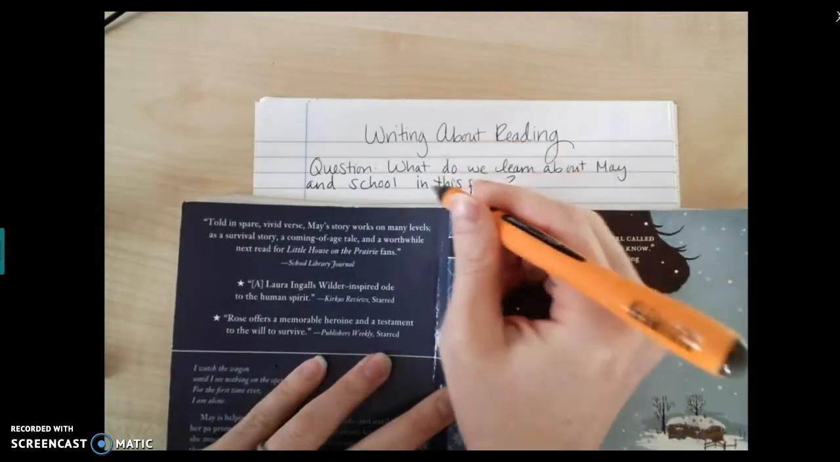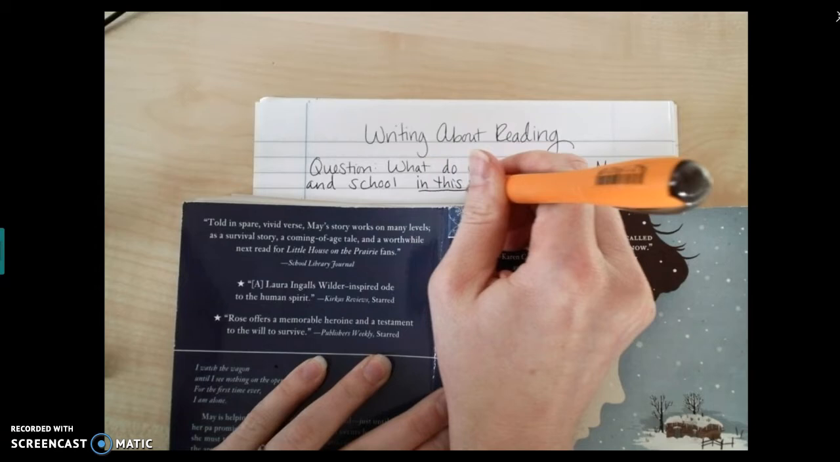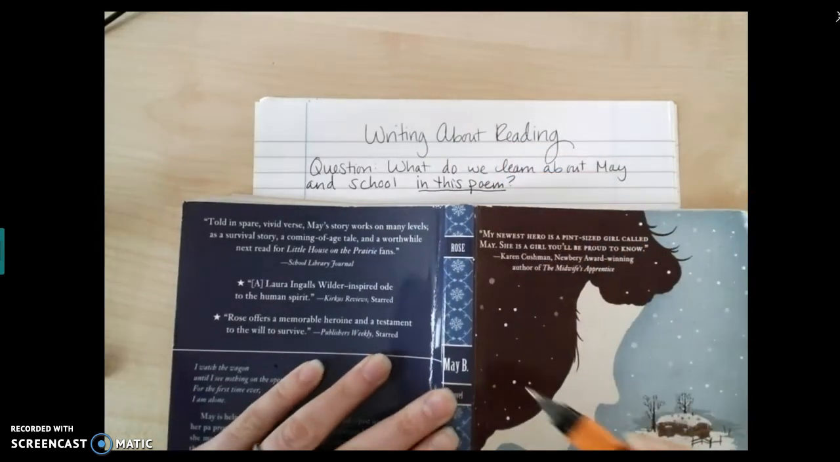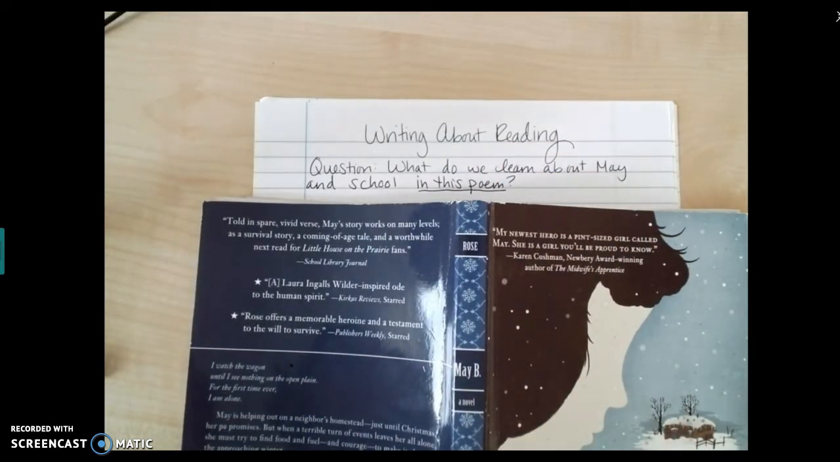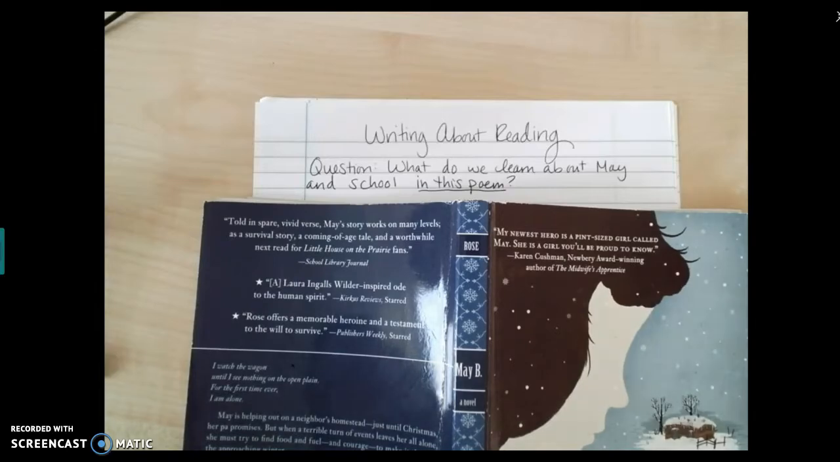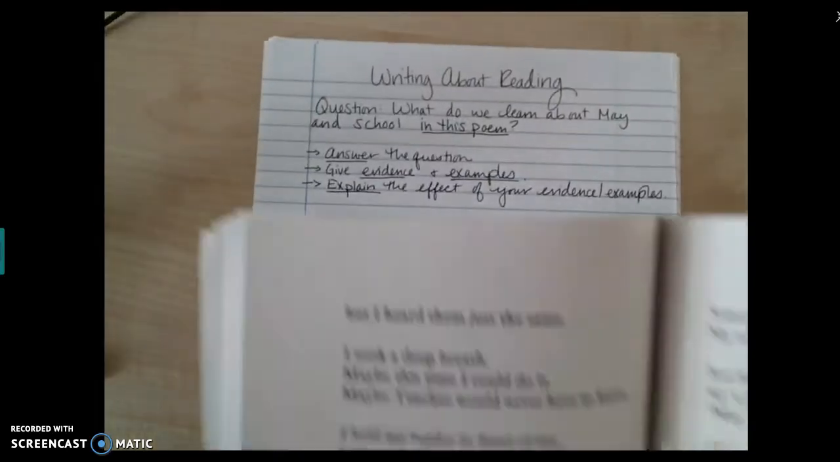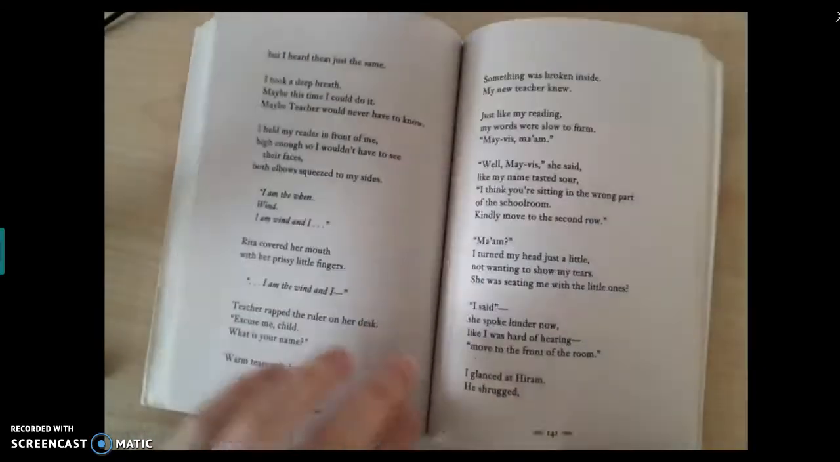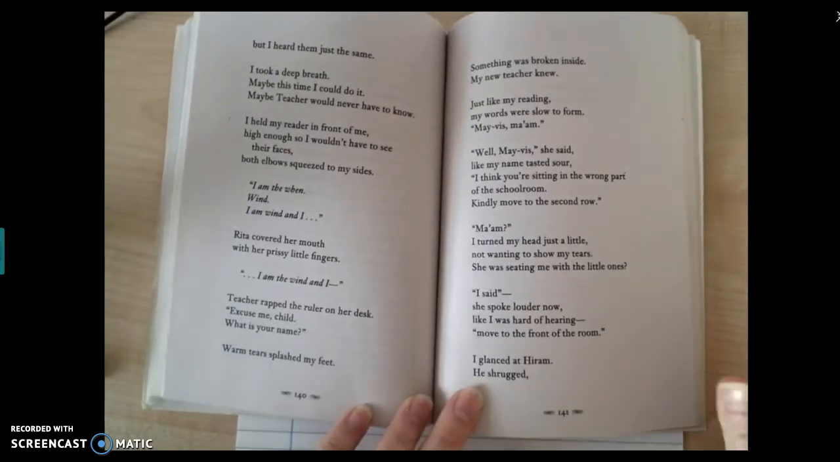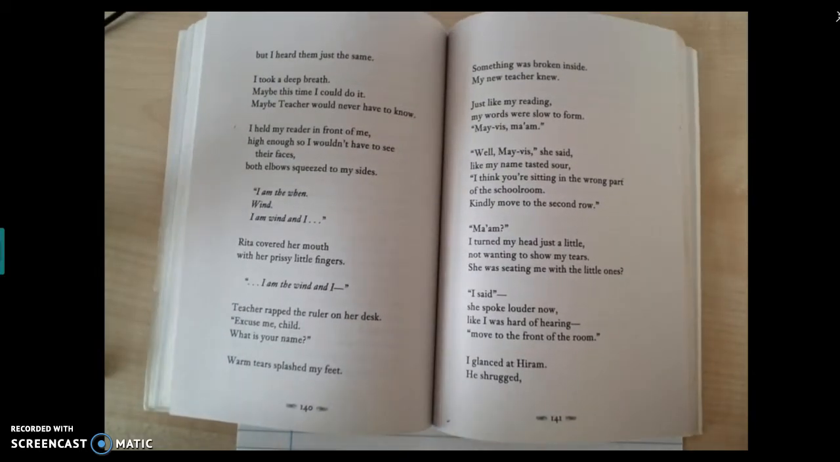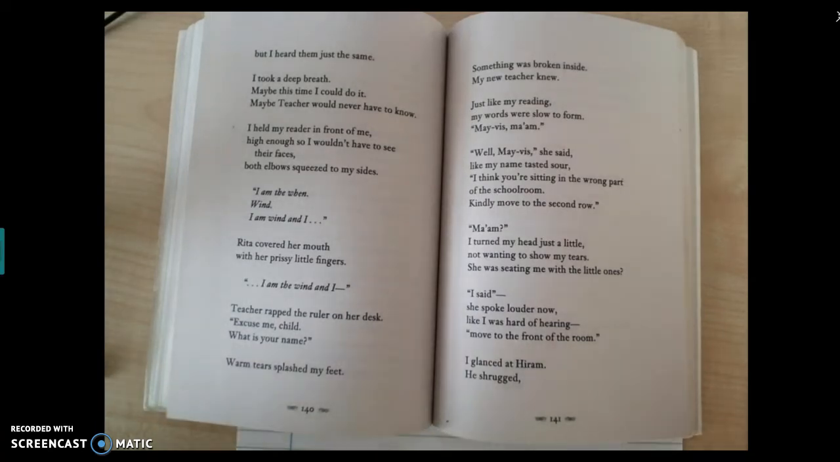Those three words are really important because usually when you're being asked to do this kind of writing, you need to focus just on the section that's on your assessment or that the teacher has asked you to look at. Don't write about the whole book unless that's what it says in the question. So we're only going to look at a particular poem. The poem that we're going to look at right now is in Maybe, and it's on pages 140 and 141. This is the scene where teacher sends May to sit with the little kids in the front. So it should be pretty familiar to most of us, but let's have a look just in case.